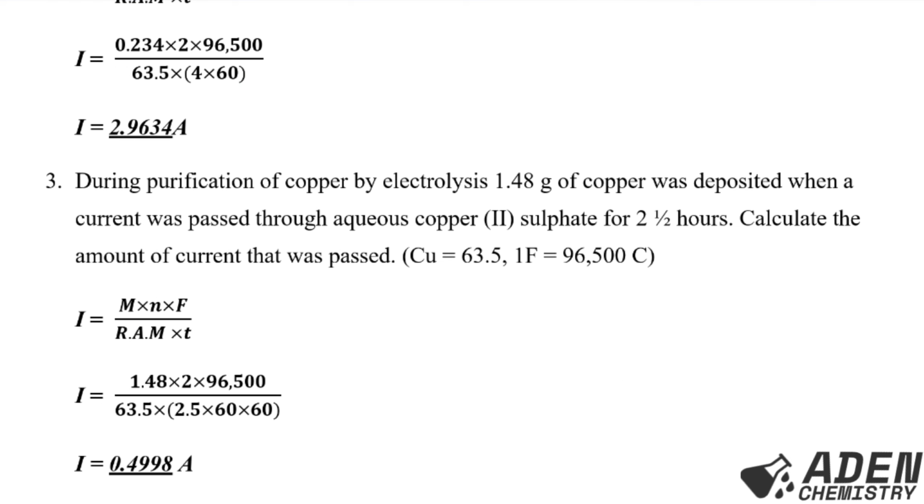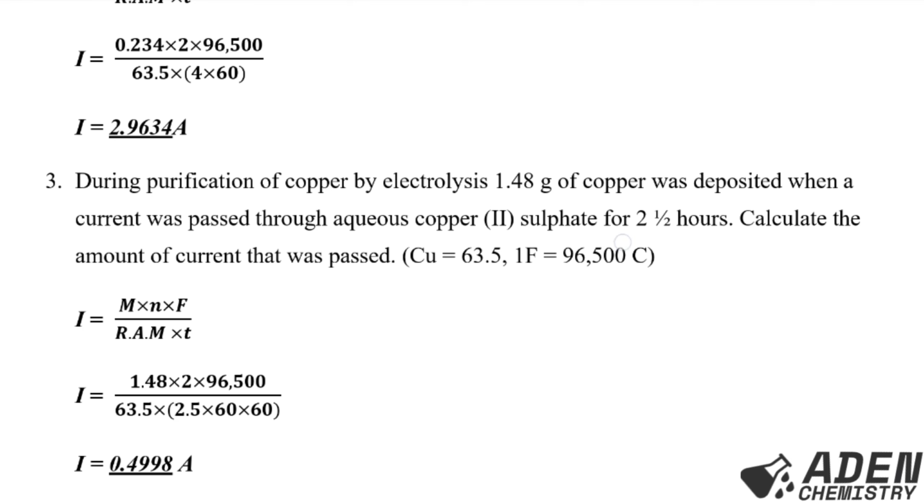That's our current. Example number 3. We are told during purification of copper by electrolysis, 1.48 gram of copper was deposited when a current was passed through aqueous copper 2 sulfate for 2.5 hours. We are told to calculate the amount of current that was passed. We are given in brackets the Rm of copper to be 63.5, and that 1 Faraday is equal to 96,500 coulombs. So I, which is current, is equal to M times N times F divided by Rm times time. M is the mass deposited, that's 1.48 gram, multiplied by N. N is the number of Faradays, or we can just get the value of the charge of the metal.